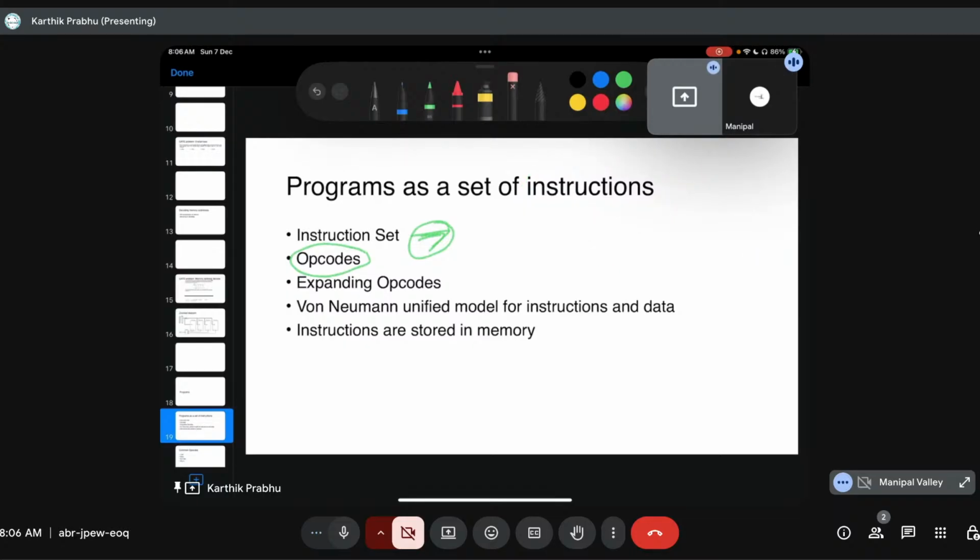The Von Neumann model and expanding opcodes are a little advanced concept we'll discuss later.